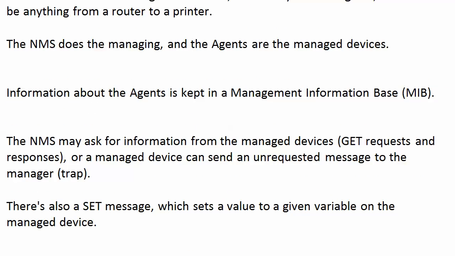It's a pretty simple concept, MIB. And what you've got here are some messages flying around your network. Now, the NMS can ask for information from the managed devices, and this is what we call a GET request and response. Now, there are two separate messages there. The NMS asks for the information, requests it, and then the managed device responds with it. Or a managed device can send an unrequested message to the manager. This is called a trap. And yes, trap is usually in lowercase and GET is always in uppercase, just one of those things.